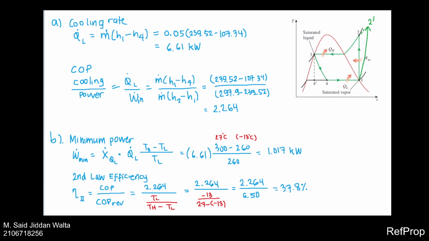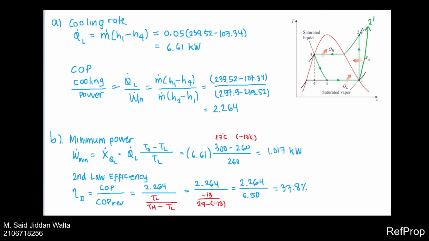The work happens in the temperature increasing process between 0.1 and 0.2, so it is the enthalpy difference of H2 minus H1 multiplied by the mass flow rate. And we can find the COP to be 2.264. Keep in mind that this is the actual refrigeration COP, not the ideal refrigeration COP.